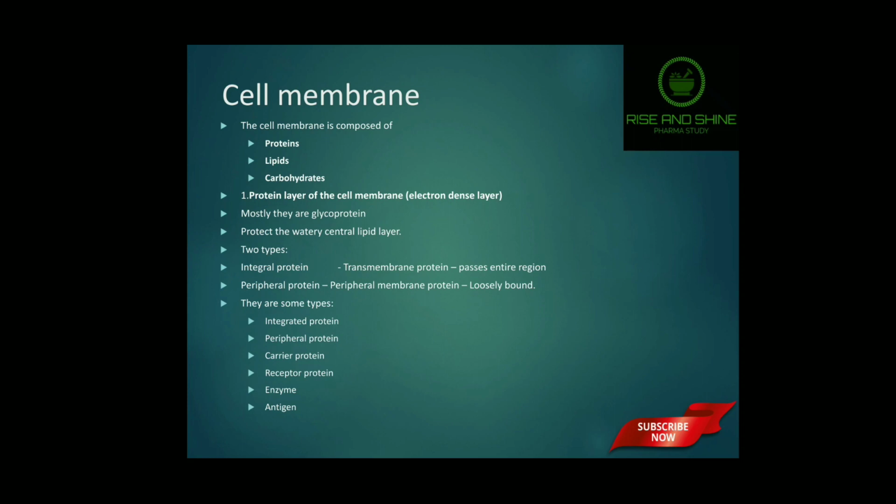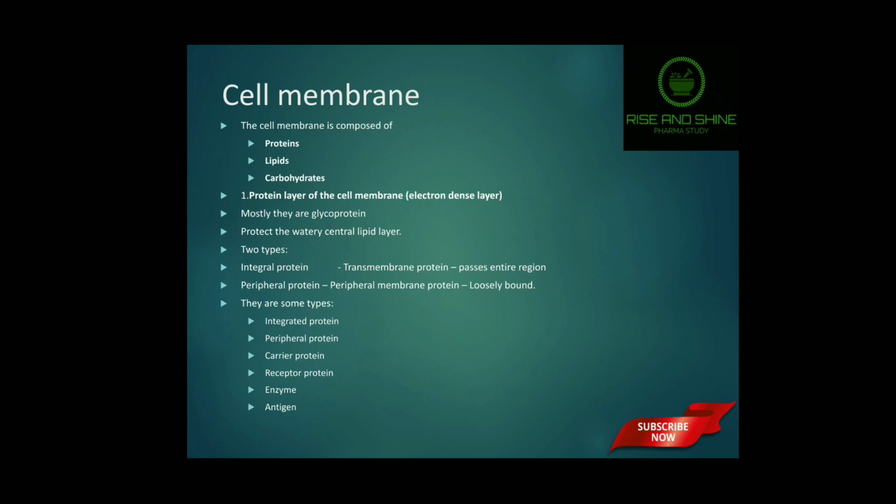Apart from that, some other proteins are also present in the protein layer. They are integrated protein. The name itself indicates that it provides structural integrity to the cell membrane. Next one is a channel protein. These proteins act as a channel for diffusion reactions. Next one is a carrier protein. These proteins help to transport substances across the cell membrane.